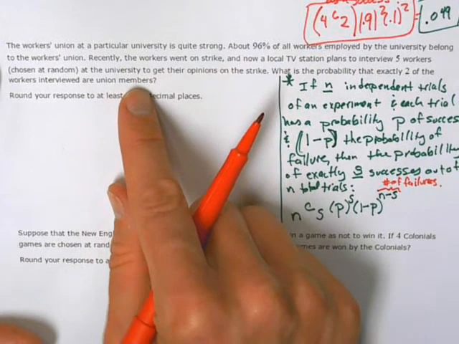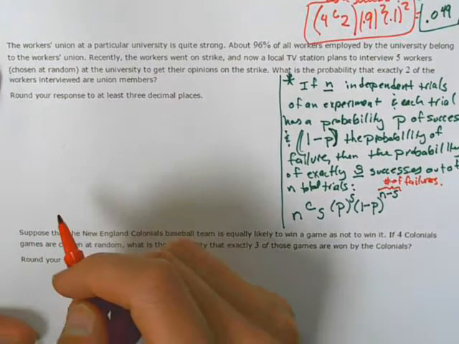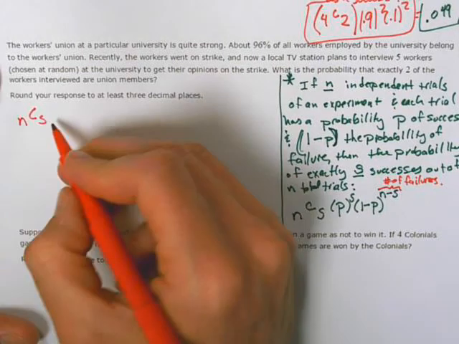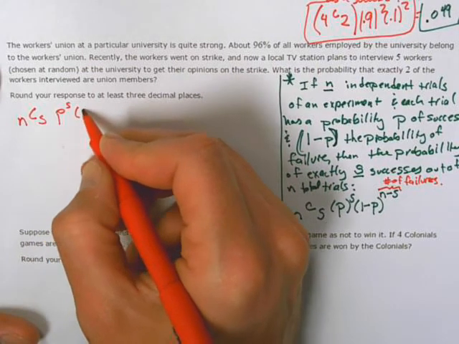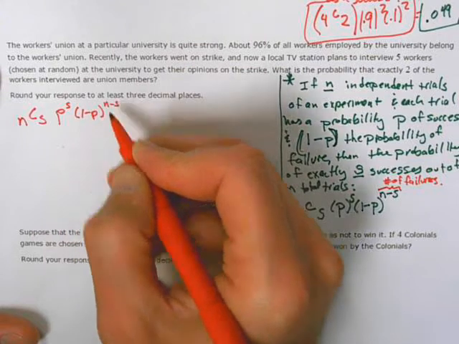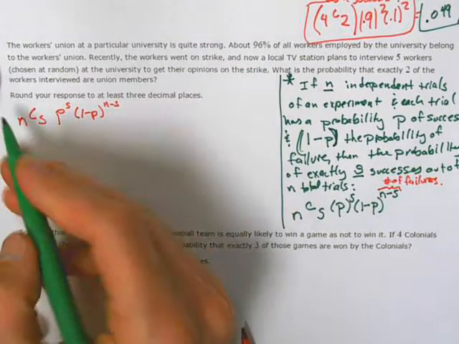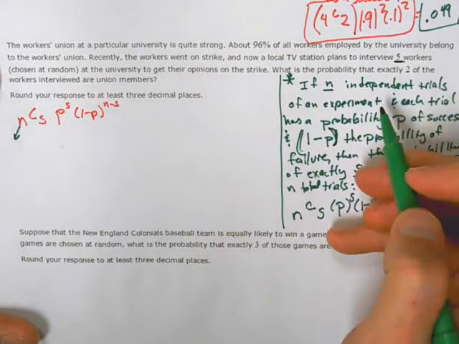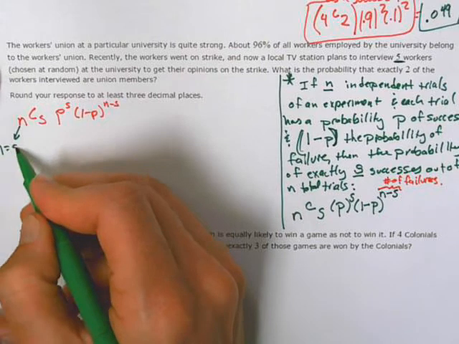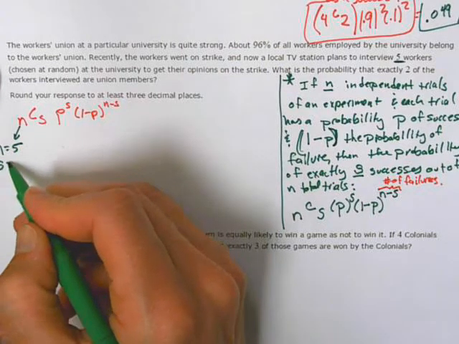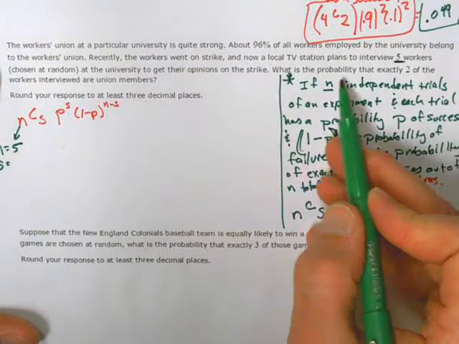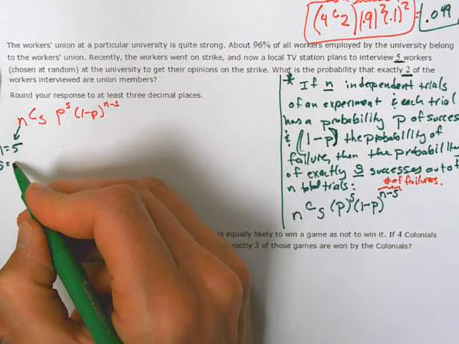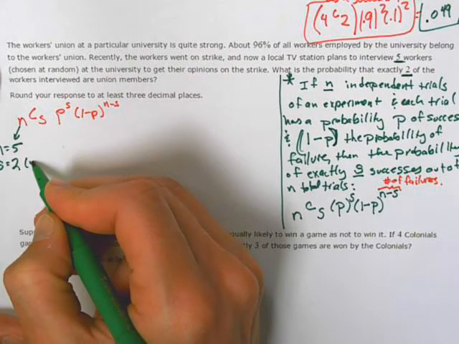Okay, so let's figure out, if I'm trying to use this formula, N choose S, P to the S, and then 1 minus P to the N minus S. First off, N is the total number of trials. In this case, I would say that's the total number of workers being interviewed. That would be 5. So N is going to be 5. The number of successes we want, it says right here, we want a probability that exactly 2 of the workers are union members. So S is going to be 2, and that's union members.